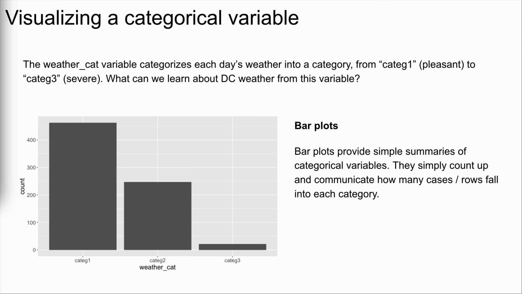For example, we observe that category 1 weather here is the most common. More than 400 of our data points or observed days fell into this category. Category 3 has a much smaller bar, meaning category 3 weather is much more rare.